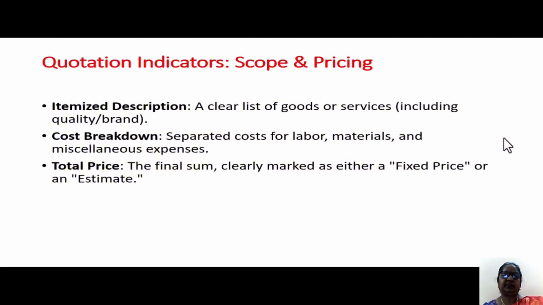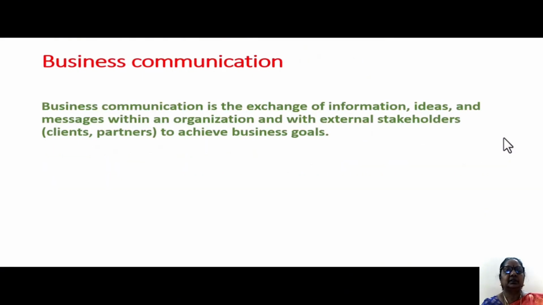Next, business communication. The other topic is business communication. It's a small topic. Business communication is the exchange of information, ideas, and messages within an organization and with external people also. You will have one question: what do you mean by business communication? Definitely in the Business Correspondence and Office Management subject, you will get one question on business communication. Definitely you will get this.